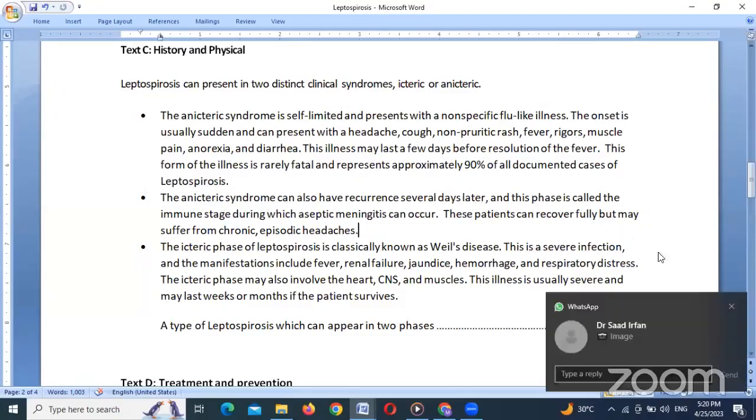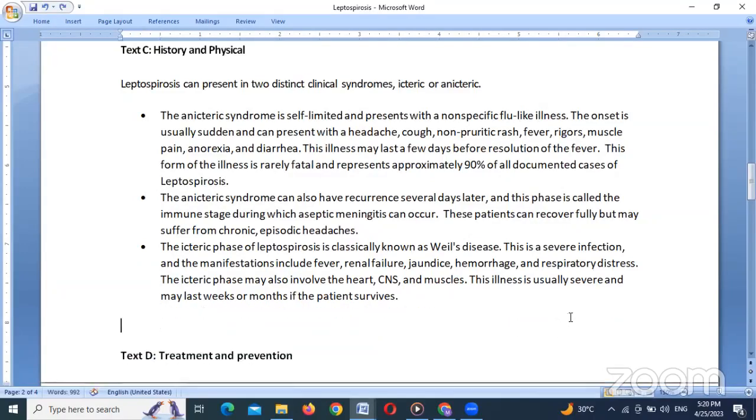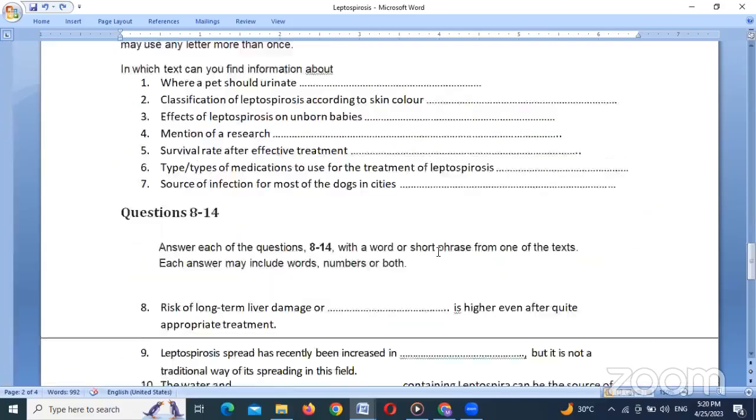This phase is called the immune stage. So which type of leptospirosis can appear in two phases? What is the answer? Anicteric. Anicteric only, or you can say anicteric syndrome, or only anicteric, okay. So this is the answer. Please be careful, people.